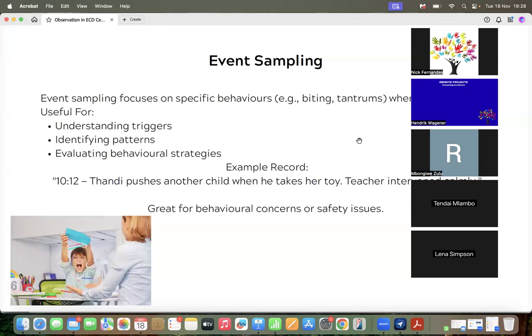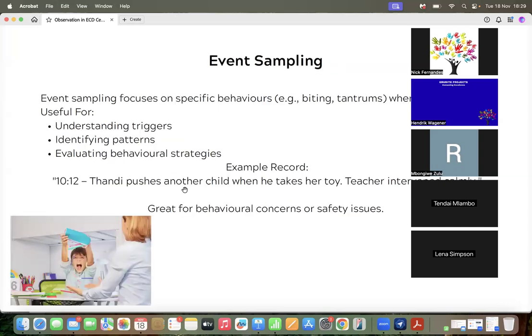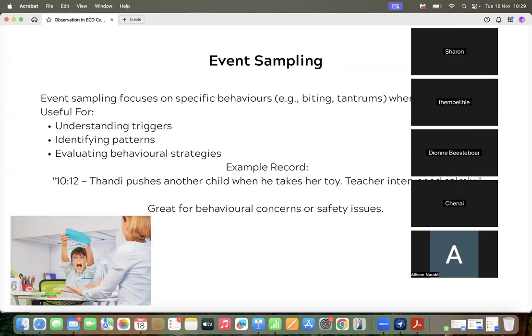All right. So remember we just did time sampling. Do you remember what that was? Oh, sorry. I didn't listen on that one. I had to fix the baby quickly. Okay, no, that's fine. Do you recall event sampling? Okay, event sampling, focusing on specific behaviors like biting, tantrums, whenever they happen. Yeah. All right, perfect. Thank you so much. I'll ask that question again later because I see time. So, Leanne, you can continue.